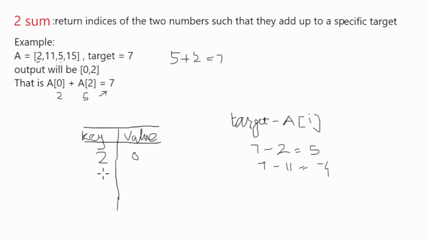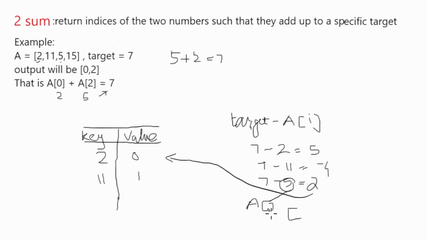In each iteration we are going to check whether the resultant of the subtraction is present in the dictionary or not. Now 7 minus 5 is equal to 2. Yes, we check whether the value 2 is present in the dictionary. Yes, it is present. So we are going to return the indices of the elements 2 and 5. The index of the element 5 is 2, and you can see in the dictionary that the index of the element 2 is 0. So we are going to return 0 comma 2. That's it.